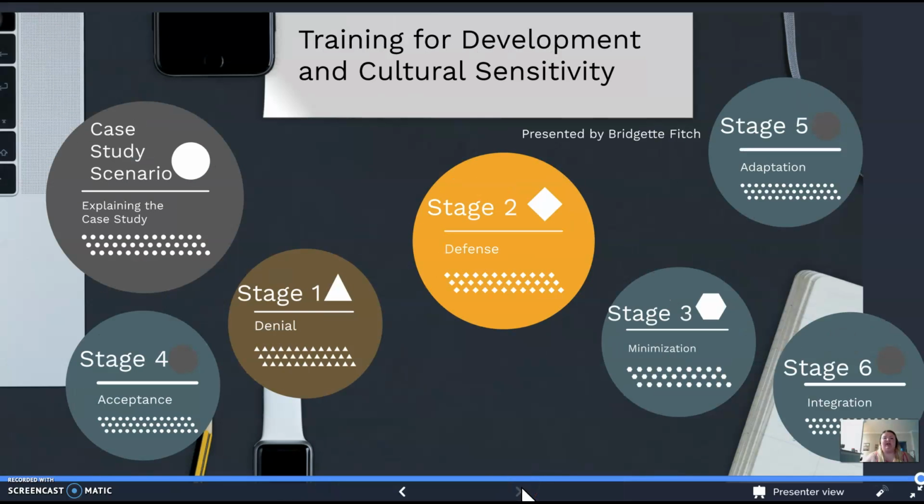As you will see for the training for development and cultural sensitivity, there are different ways that are implemented to move past each stage.